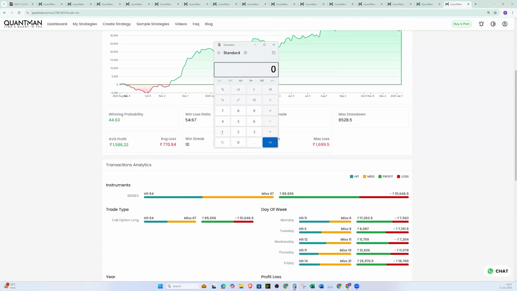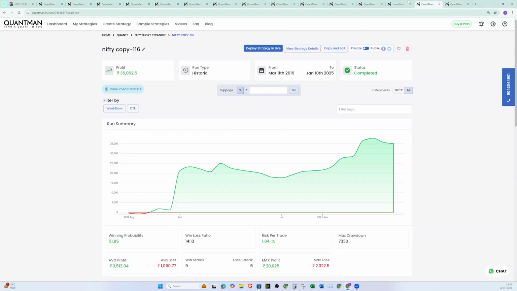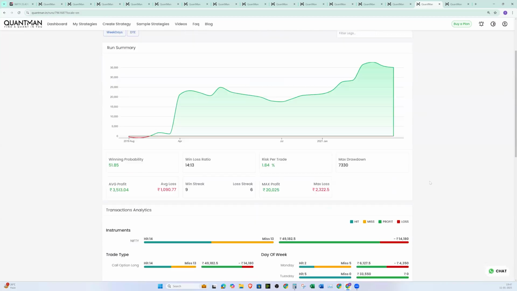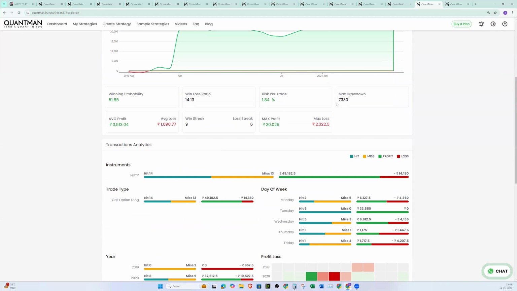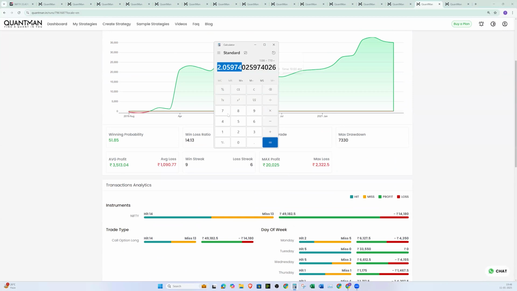The risk to reward ratio is 1:1 with 40% winning probability. The drawdown is 8,000. Just wide. Okay, if I use CPR wide is true, means my trade count decreased drastically, but the risk per trade and drawdown, those things increased. My RPT, winning probability increased. My risk to reward ratio increased.